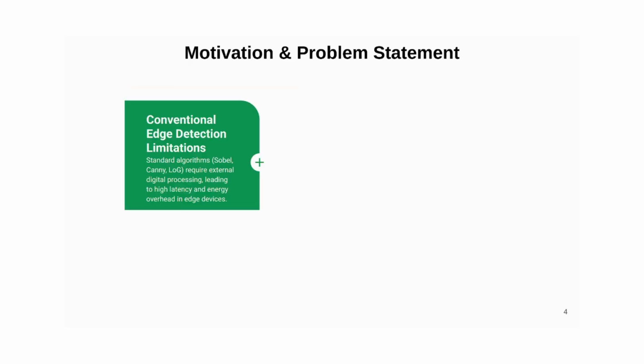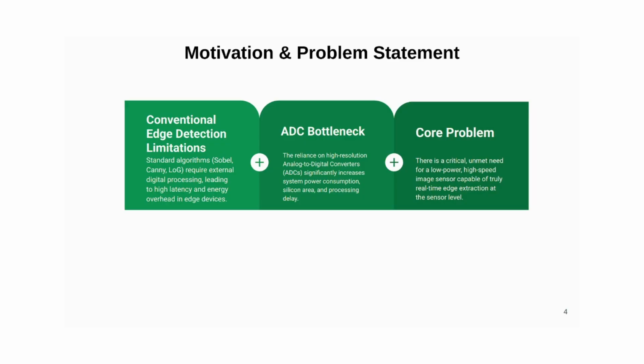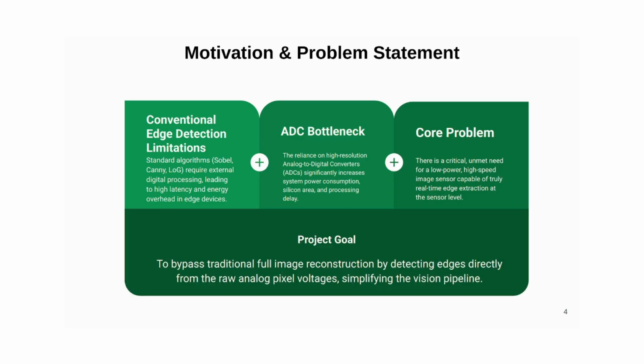So traditional edge detectors are slow, with high energy overhead from external processing. Additionally, ADCs consume a lot of power, reduce fill factor, introduce quantization noise, and limit dynamic range. The core challenge is that conventional sensors operate sequentially, one pixel, one row at a time. This makes 3x3 window comparisons difficult in real time. Hence, our goal is to make something which bypasses the traditional full image reconstruction by detecting edges directly from raw analog pixel voltages, thus simplifying the vision pipeline.